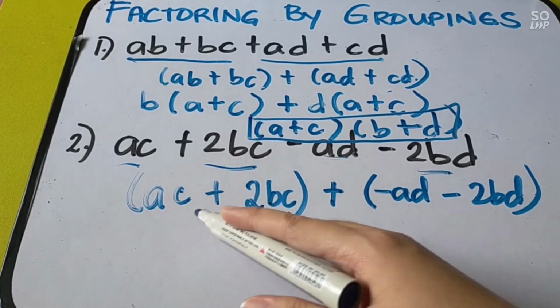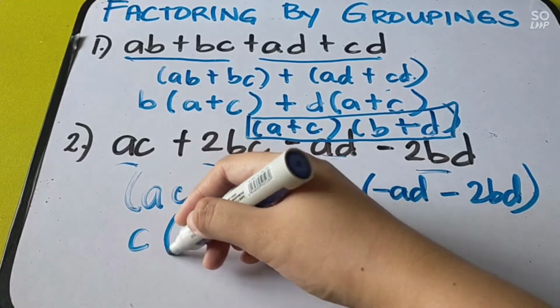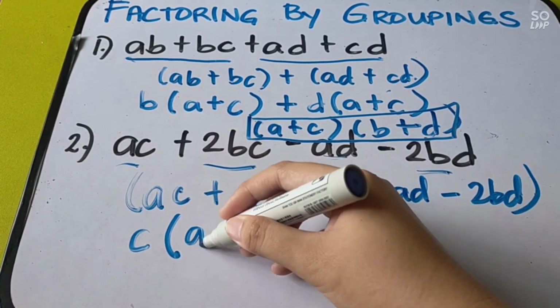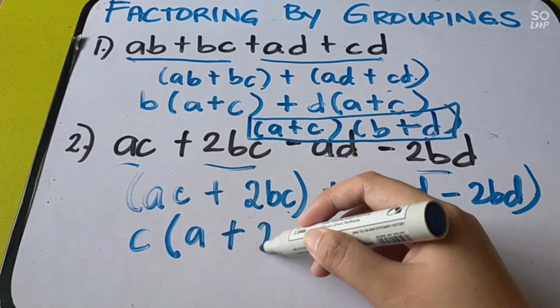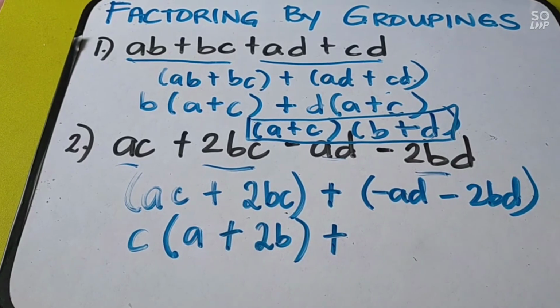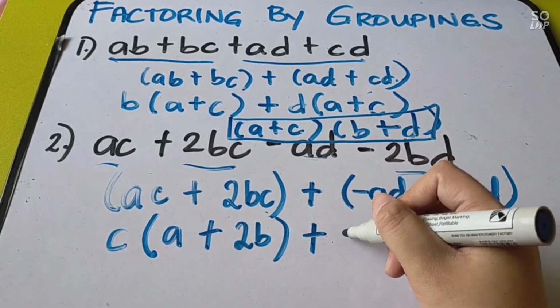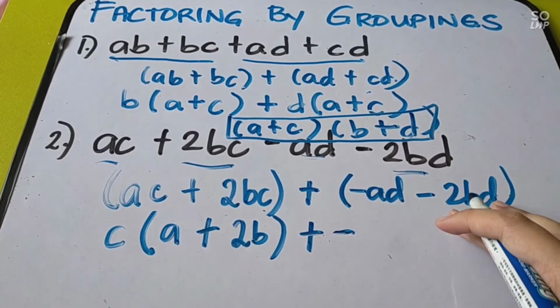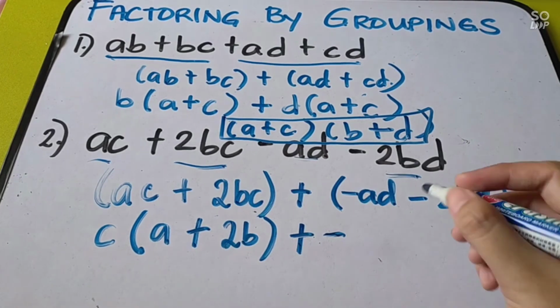So, what is common to this one? Ang common sa atin ay C. Yun C, labas mo. C times. So, this one becomes A plus, mawawala si C, magiging 2B. Okay? Next tayo, plus tayo. So, this one, ang common sa kanya yung negative. Labas natin yung negative. Yan. So, negative. Then, we have here letter D.